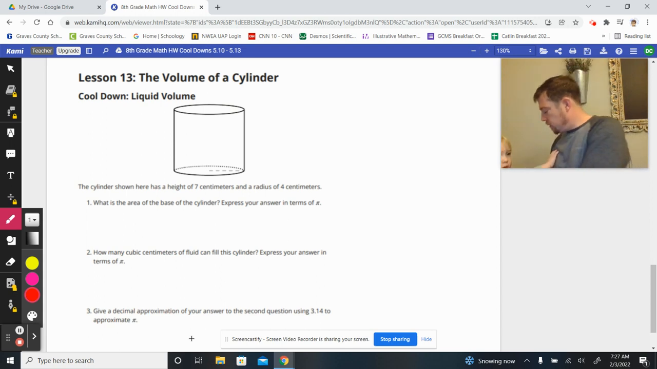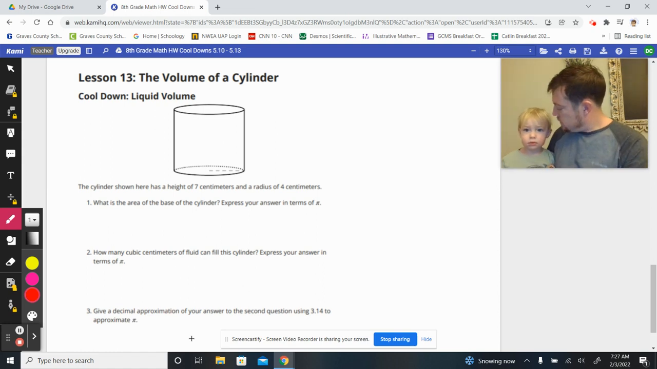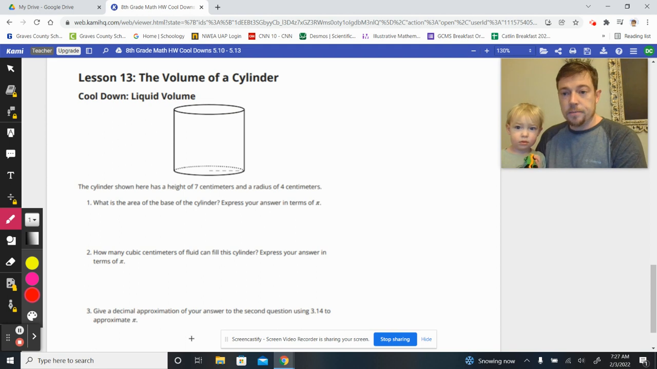Hey, buddy, you want to help out? We got a helper today. This is Declan. Just rolled out of bed, didn't you, buddy? He's got his cars. But we're going to show them how to find the volume of the cylinder, okay? You think you can sit still while I do that? Probably not. We'll try it.